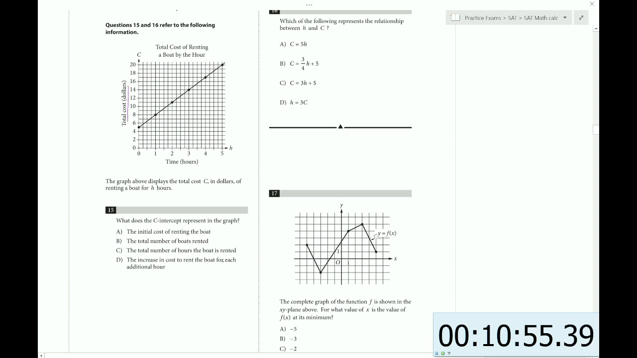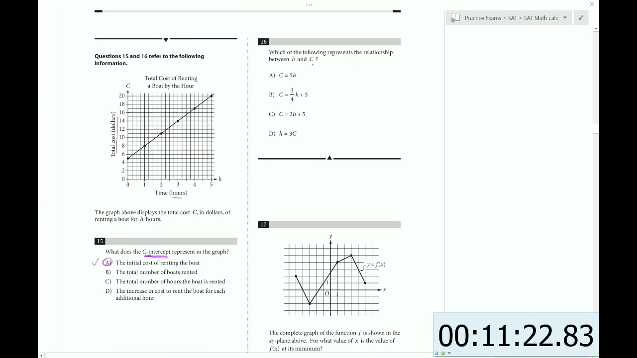Let's see, total number of hours, no. Initial cost, no. Oh, sorry, C-intercept. C-intercept, I misread it. C-intercept, yeah. So the C-intercept would be the initial cost, right? The y-intercept is also known as the starting point, or when the time is 0, what would be the cost? So A is the best choice here.